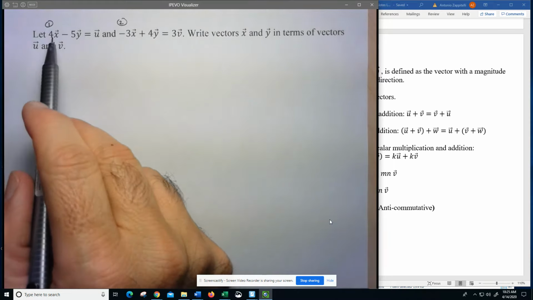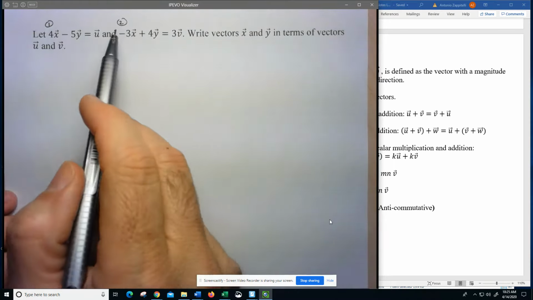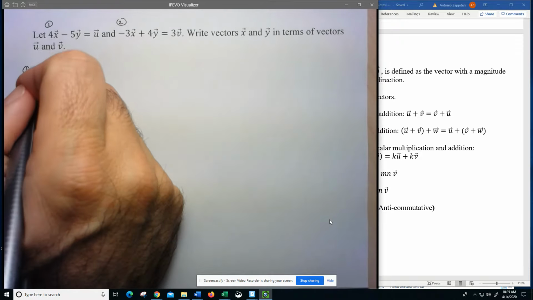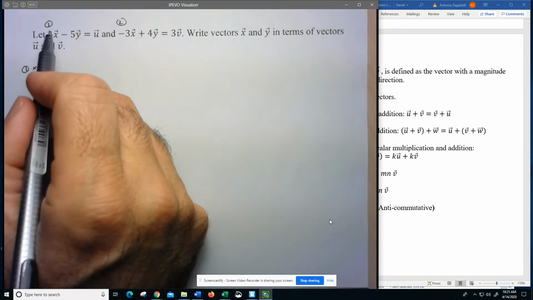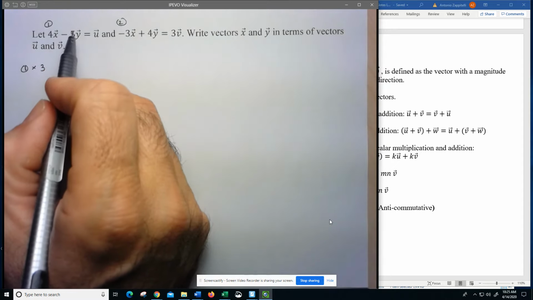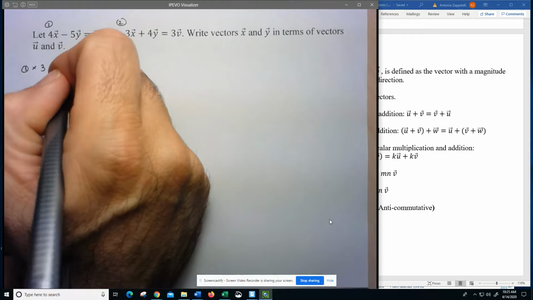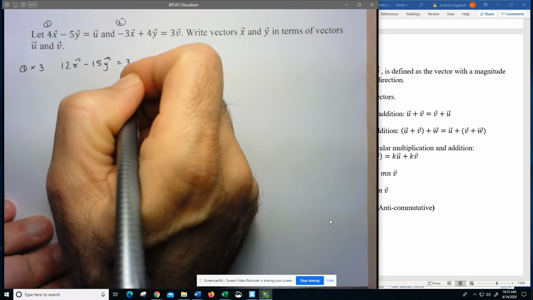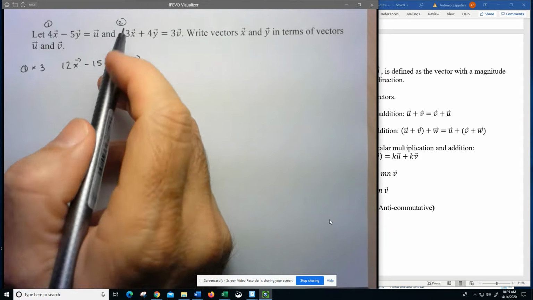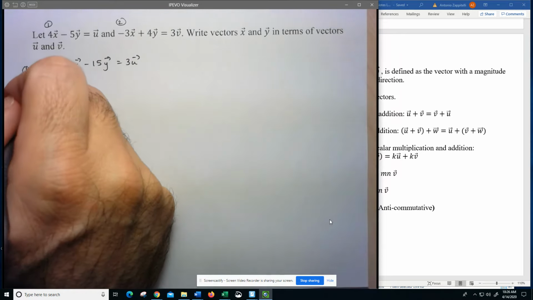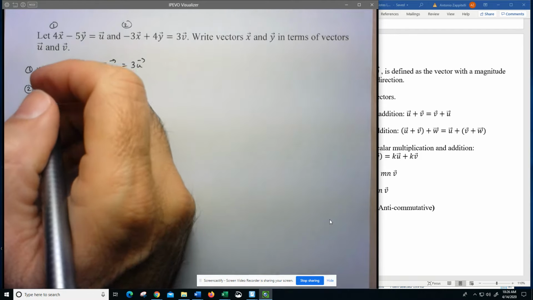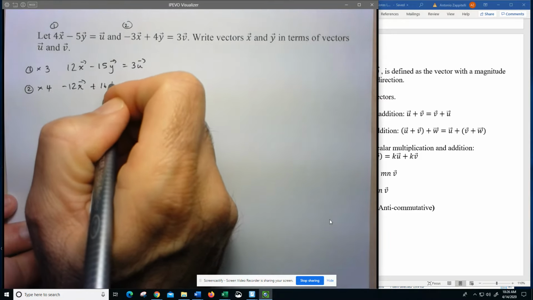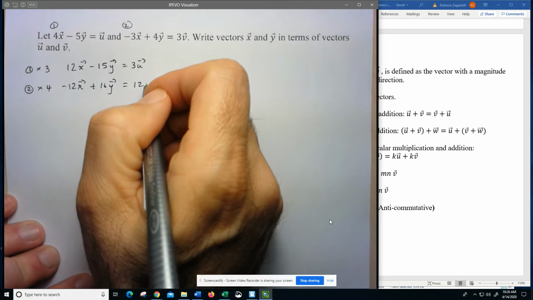So let's start by eliminating vector x so that all I'm left with is vector y. I'll take equation 1 and I'll multiply it by 3. Again, I'm multiplying 3 to this subtraction. I can use just the distributive property, so that gives me 12x minus 15y equals 3u. And then to equation 2, I'm going to multiply by 4. And so here I get negative 12x plus 16y equals 4 times 3, 12v.